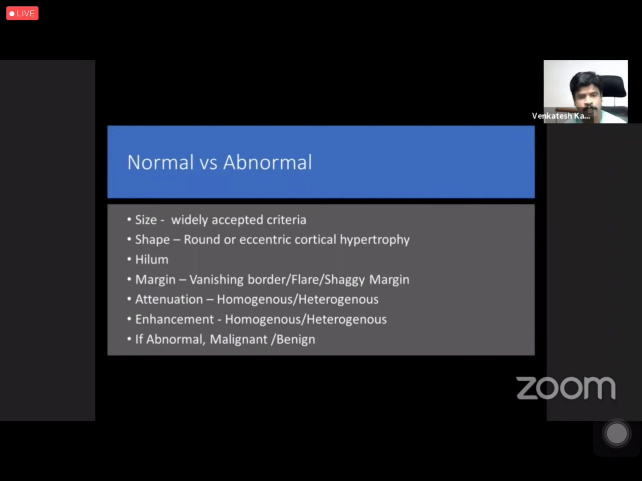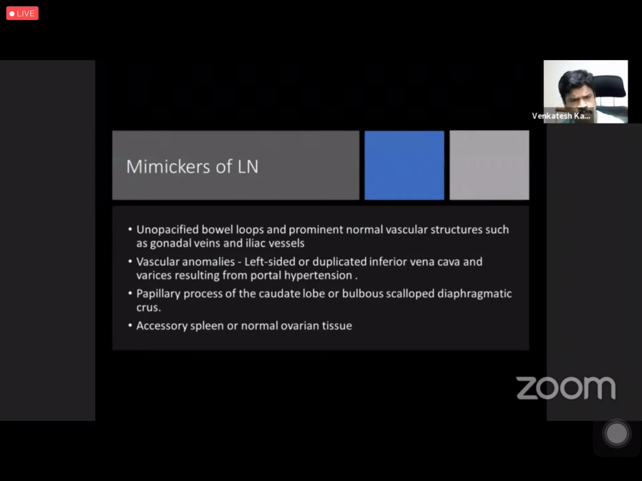When you find an abnormal node, the next question is whether it's a malignant node or a benign enlarged node. That portion we'll see when we are discussing pathology. We should also know some of the mimickers of lymph nodes in the abdomen, particularly unopacified bowel loops, as well as prominent normal vascular structures like gonadal veins and iliac veins, which sometimes mimic lymph nodes.